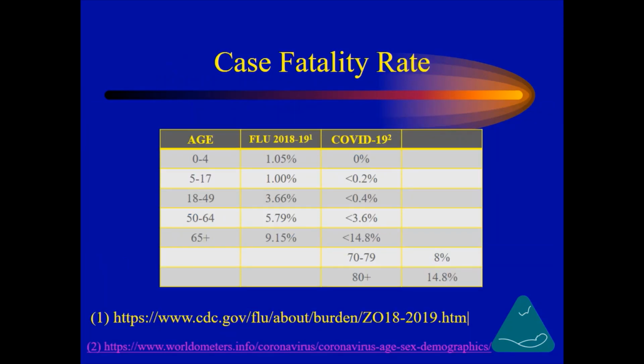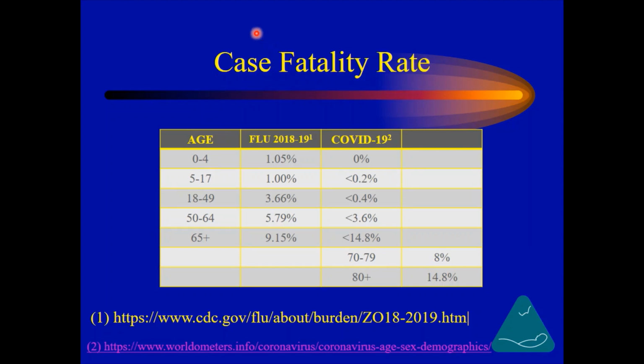So, the prior slide showed us that if you get infected with COVID-19, there's a 99.95% probability you're going to be just fine. And there's going to be a 0.05% chance you'll die from that illness. Now let's look at something a little bit different. Let's look at the case fatality rate.